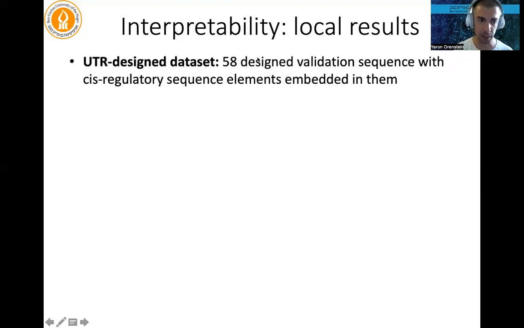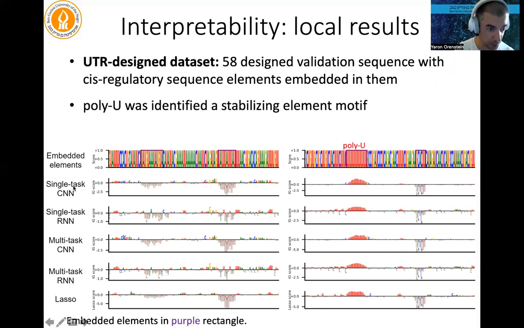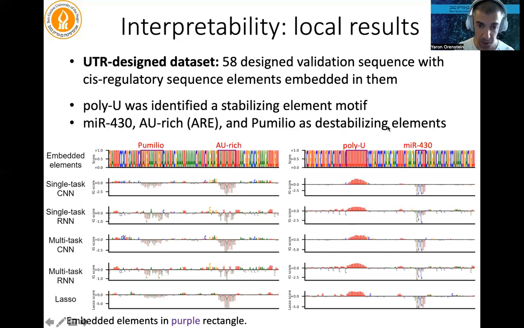In this case, we had 58 validation sequences that were used in the original study in a follow-up experiment. And each one of those had an element embedded in those sequences. So we can ask if our interpretability technique worked well in discovering these embedded elements. For example, here I'm showing you the interpretability results using integrated gradients over the different models, and we see that almost all models pick the poly-U.